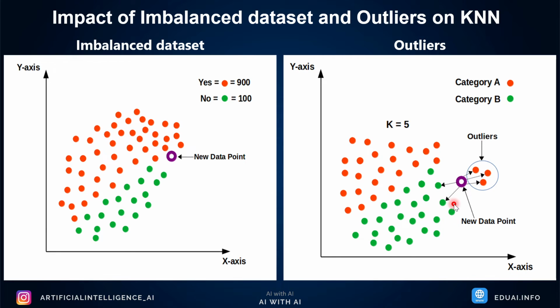So in the case of an imbalanced data set and in the case of outliers, the KNN algorithm may not be your best choice. But definitely we can think of using some strategies such as upscaling, downscaling, and feature engineering. We can definitely pre-process the data and pass it to a KNN algorithm.